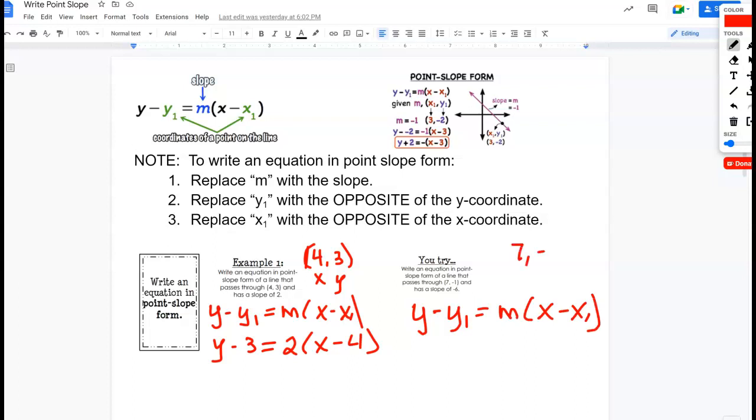The point that we have here is 7, -1. So again, we're going to take the opposite. So we're going to do y plus 1. The slope here they told us was -6. And then we're going to do x minus 7. So the point-slope form here is y plus 1 equals -6 times x minus 7. So make sure you have all that written down and correct, and then we'll go on to the next example.